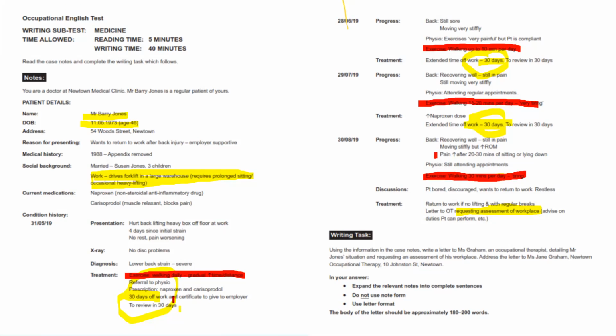After that, we mentioned that the patient is compliant with his physiotherapy or physiotherapist. So that means that the patient is still going to this physiotherapist. So here we summarize also these 4 points in 1 point. And also we mentioned that the patient is recovering as expected.